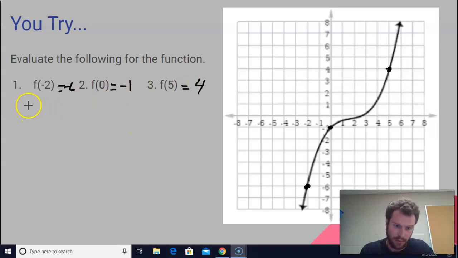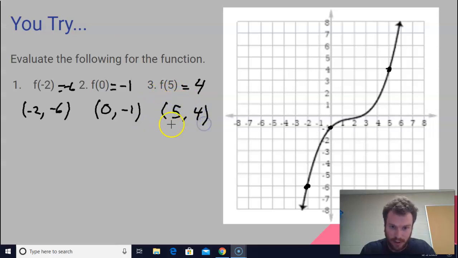We could also write these as coordinate points too. The x value is negative 2, right? Negative 6, so that's for number 1. This would be 0, negative 1, and these would be 5, 4. Okay, so there you see it in ordered pair form, you see them on the graph, you see it in function notation form as well.